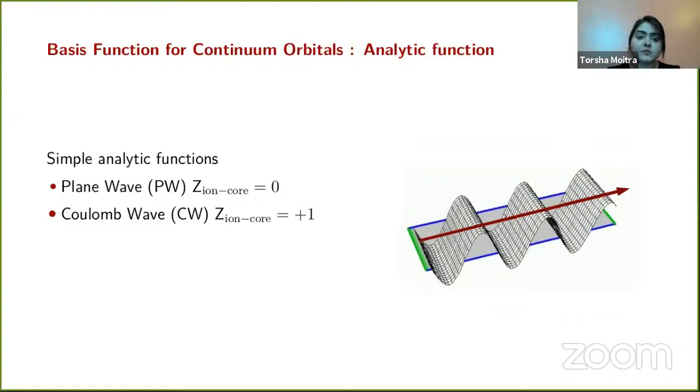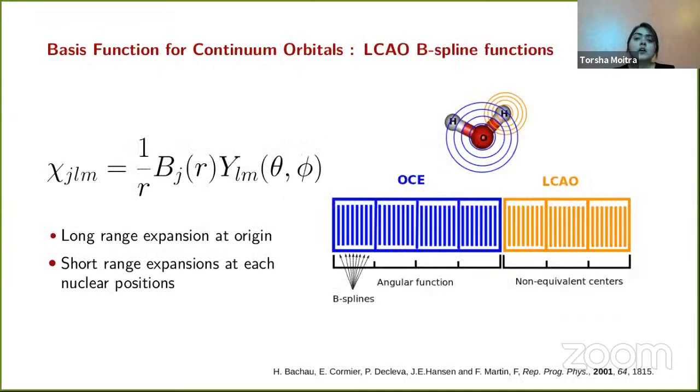For describing the continuum for a larger molecule, we need a more flexible basis function, which will be capable of multicentric linear combination of atomic orbitals. In these 3 days of the meeting, we have already heard a lot about B-spline functions, and we also use the flexibility given by B-spline functions to describe the continuum orbitals. The primitive B-spline functions are described by chi-JLM, which is a product of the radial part 1 by r B_j(r) and the angular part Y_lm(theta, phi).